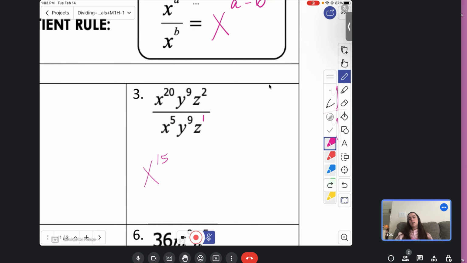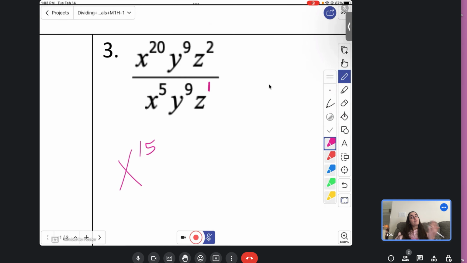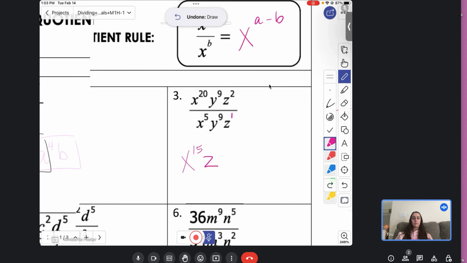So that's a long explanation for this answer, which is just x to the 15th and z to the power of 1. So the y is kind of gone. It turns into one whole. There it is, one whole in the front, which is also invisible.